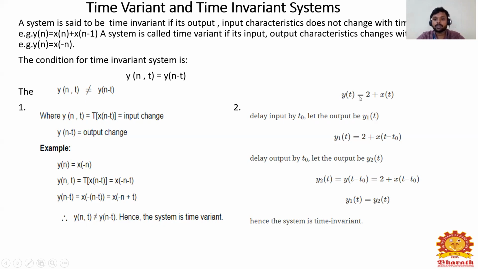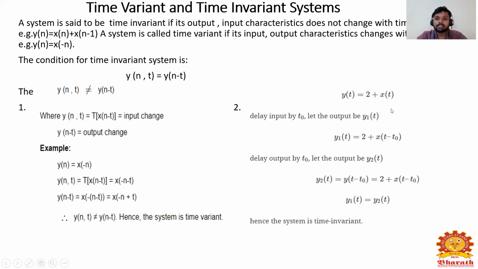In the second question, they gave y of t is equal to 2 plus x of t. For the input delayed by t naught, y1 of t is equal to 2 plus x of, in the place of t, I need to replace t minus t naught. But for the output delay, I have to replace t with t minus t naught in the output. So y2 of t is equal to y of t minus t naught.